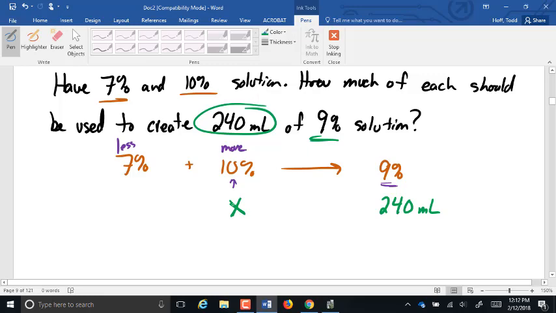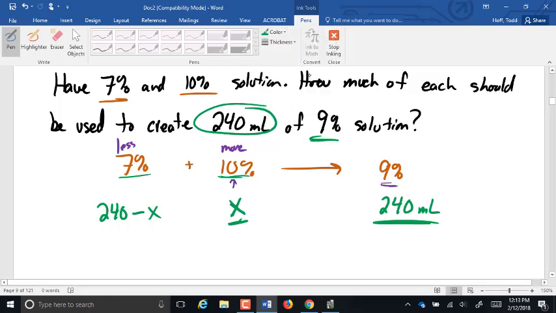Now, the reasoning behind that, when I have a problem like this where I don't know either of the ingredients, I always let my unknown volume be the higher concentration. 10% is a higher concentration than 7%. The only reason I do that, it would work out either way. The only reason I do that is because it avoids working with negatives. So now then, my 7% solution, if I have a total of 240, the amount of 7% is found by taking that total of 240 and subtracting the amount of 10%. So that's going to be 240 minus X.